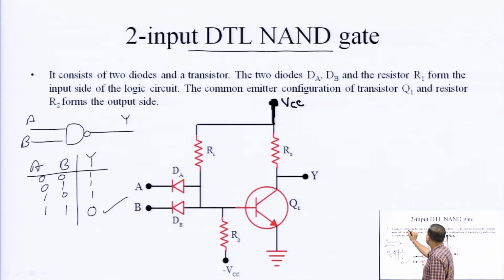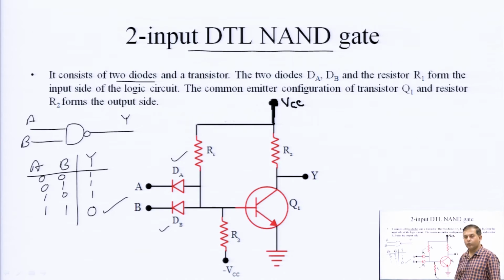It consists of 2 diodes. We have taken 2 diodes, DA and DB. These are the 2 diodes. PN junction diode we are using, sorry, not NPN, NPN is a transistor. This is a PN junction diode, and we have one resistor R1.